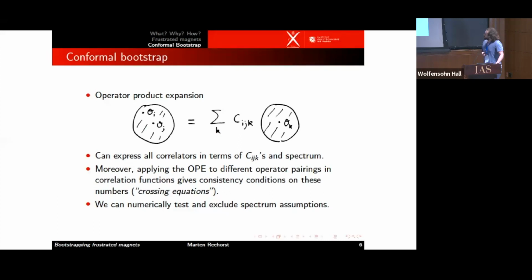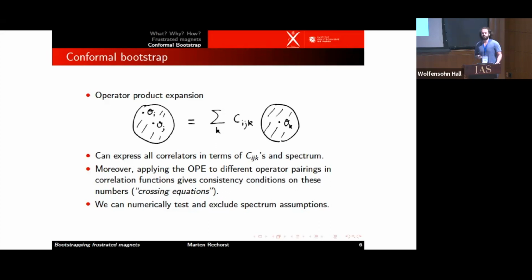CFTs come with something called an operator product expansion, which takes a product of two operators in a correlation function and replaces it with a sum over single operators. You can keep doing this in your correlation functions to in the end reduce everything to two-point functions. And in this way, everything can be expressed in terms of the coefficients by which the operators are weighted.